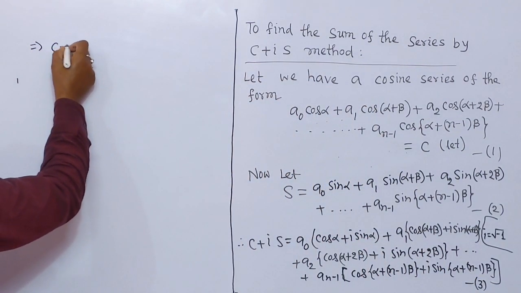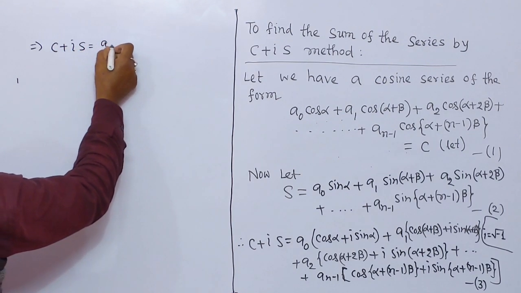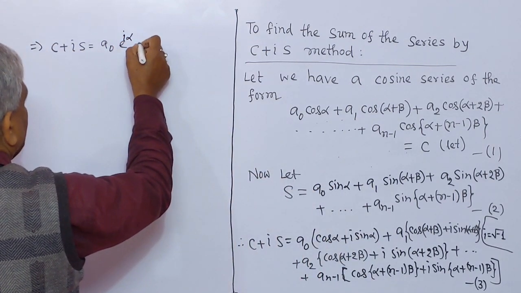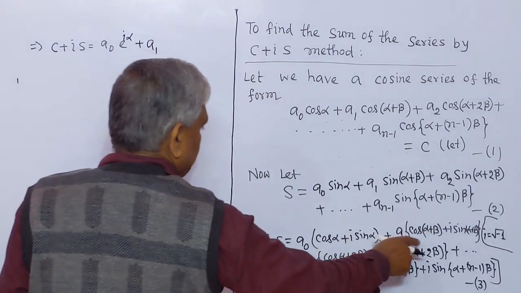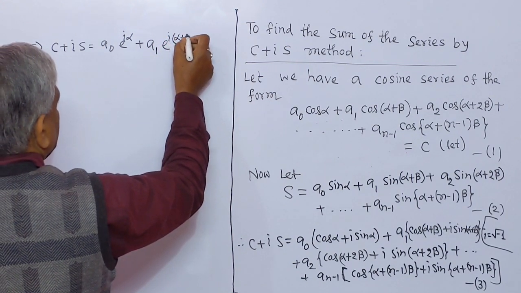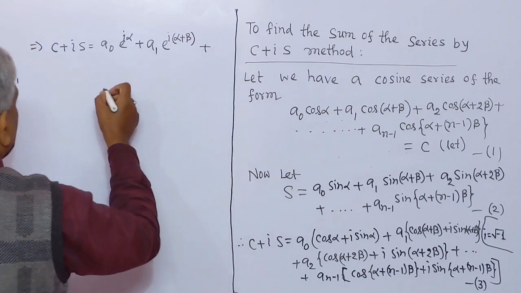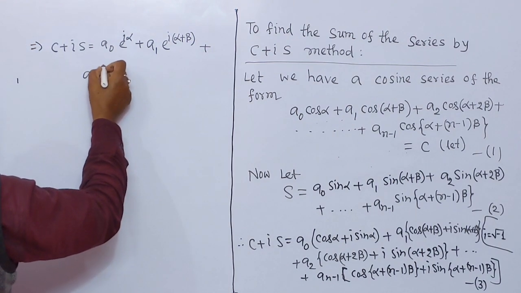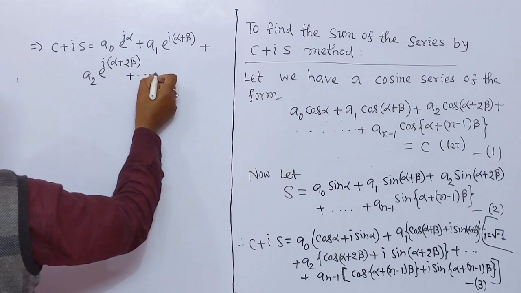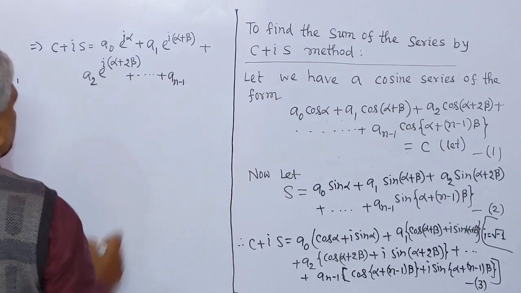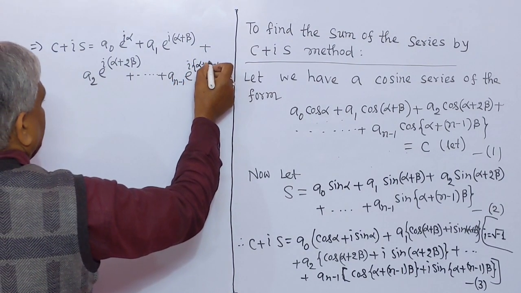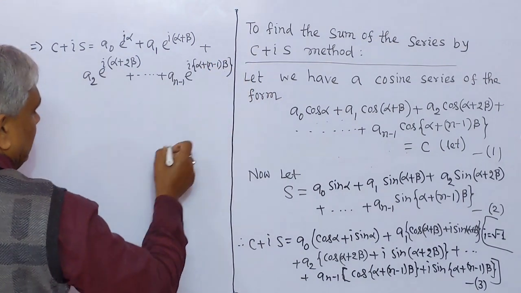This implies that C plus iS equals A naught, cos alpha plus i sin alpha is e to the power i alpha, plus A1 e to the power i alpha plus beta, plus A2 e to the power i alpha plus 2 beta, plus ... plus A n minus 1 e to the power i alpha plus n minus 1 beta. Let this be number 4.